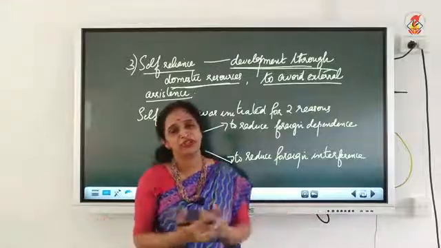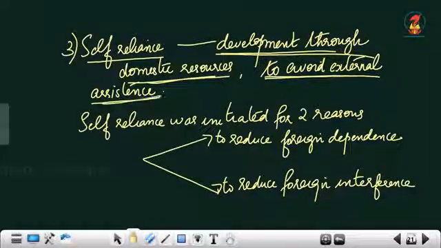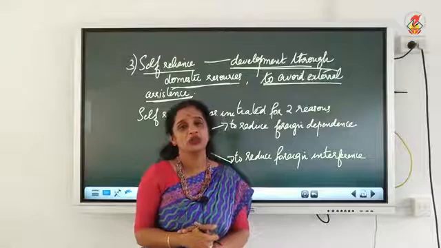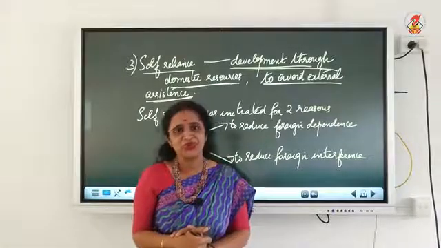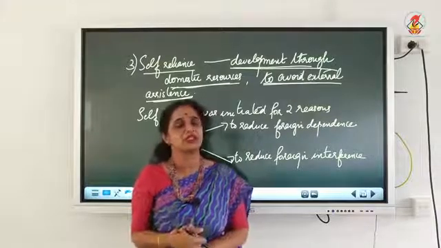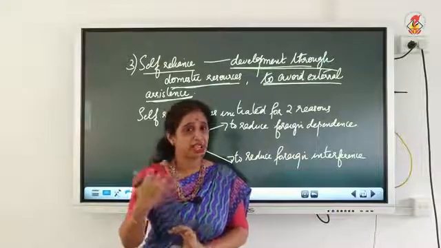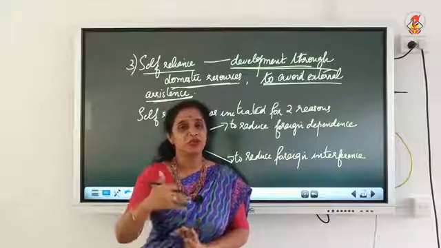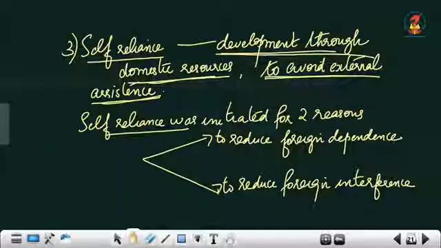Why are we depending on the other country? Next one, to avoid the external assistance. If we are producing the goods and services on our own, is there any need of external assistance or external help? Not at all. So we have to produce the goods and services by ourselves. That is known as self-reliance, to avoid the external assistance and to produce the goods and services by using our own domestic resources. Therefore, self-reliance was initiated by our government for two reasons.